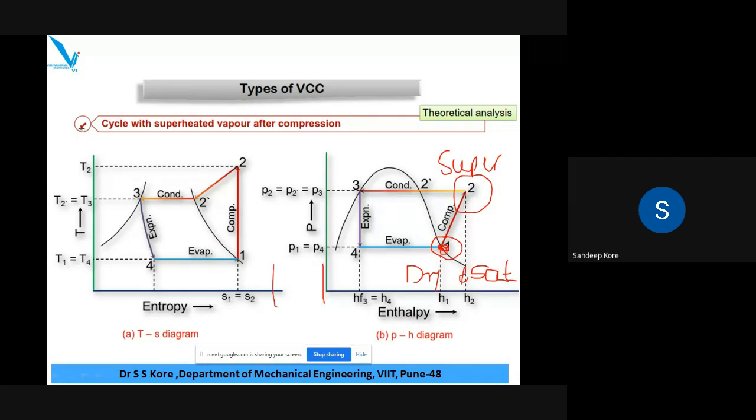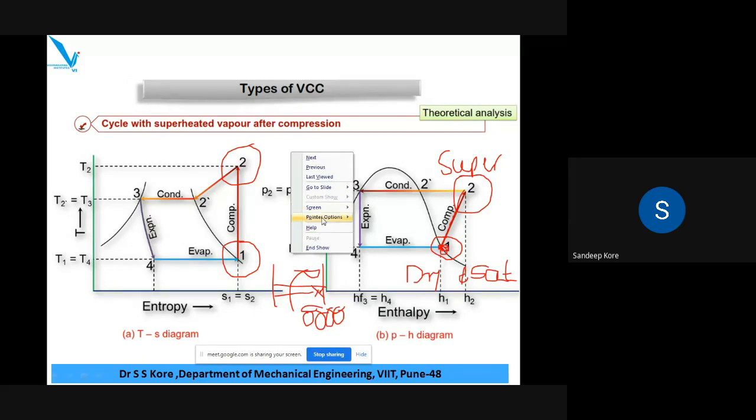Because during compression we have a piston and cylinder arrangement, some heat is added to the refrigerant because of the friction between piston and cylinder. That is the first reason. The second reason is the churning motion between the different molecules, where heat may be added. Because of that, the temperature of the refrigerant increases. So at point 1 the vapor is in dry saturated condition, and at 2 it becomes superheated. Same process if you observe on the TS diagram: dry saturation curve, and 2 goes to the superheated region. So this is about compression.